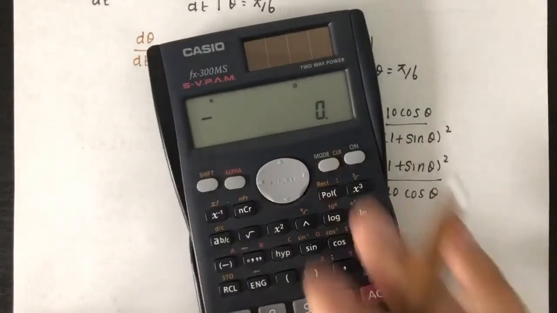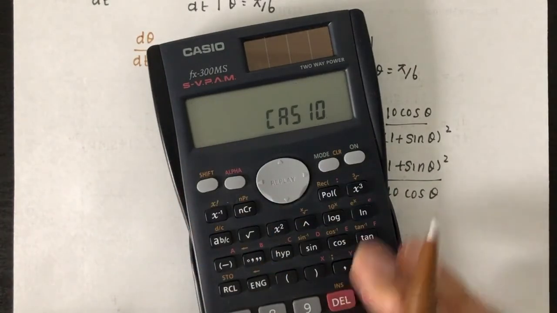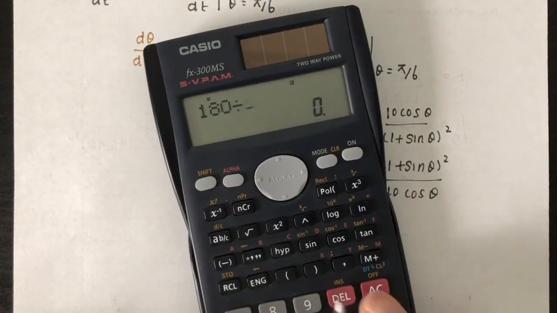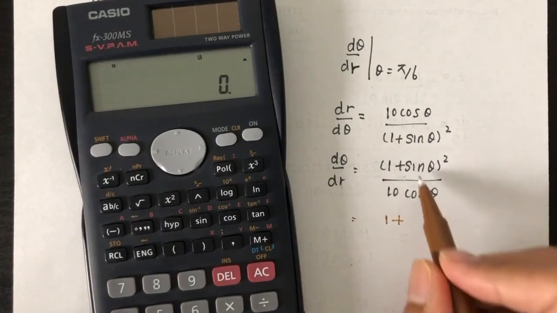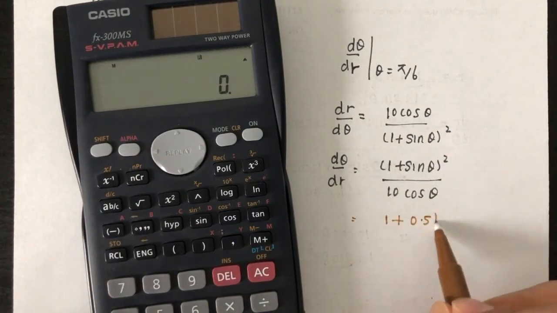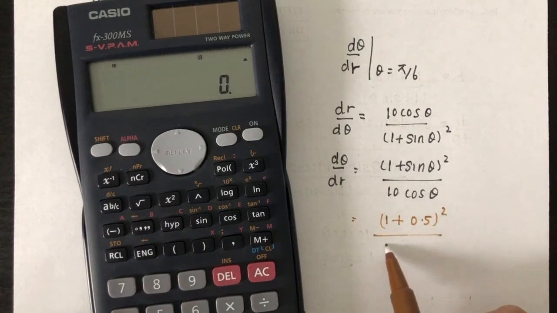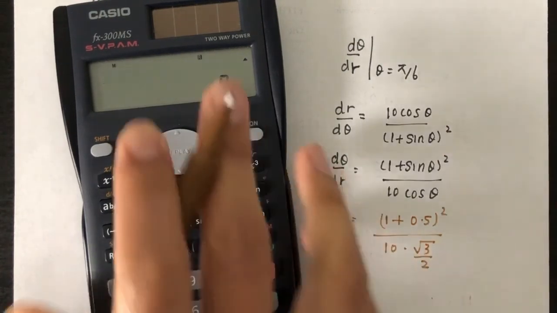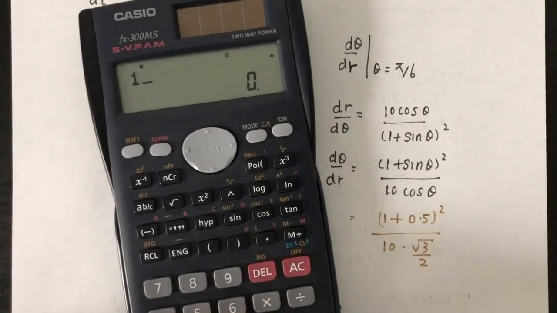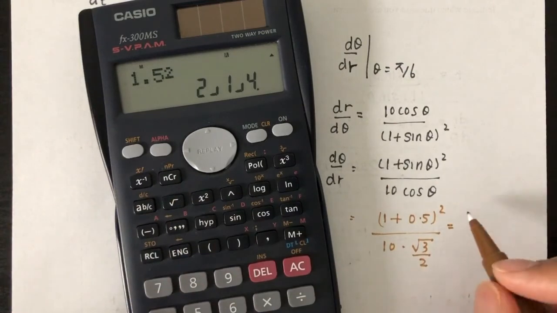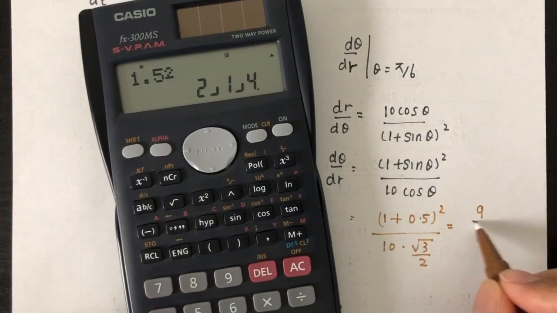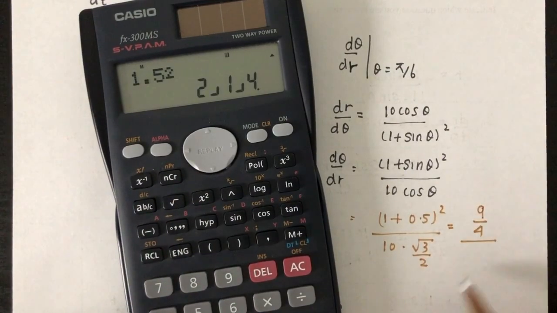So we have to find this value at theta equal to pi by 6. Now what is pi by 6? Pi is 180, divided by 6, that will be 30 degrees. So let's replace. You will have 1 plus sine of 30, which is 0.5, square, over 10 times cos of 30, which will be root 3 over 2. So now we just have to simplify. 1.5 square, that will be 2.25, that is 9 over 4, divided by 10 root 3 over 2.